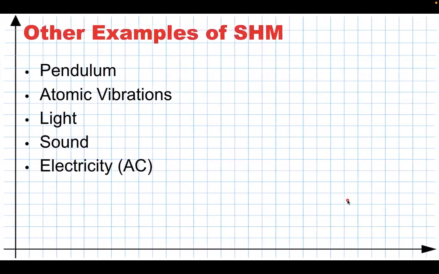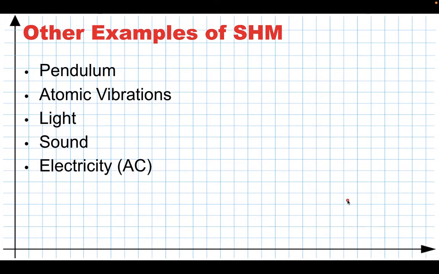All right, so other examples of simple harmonic motion that we're going to look at, atomic vibrations are a good example. And you've probably covered that in chemistry a little bit, but light is a good example of simple harmonic motion, and sound is too, and we're actually going to study sound in this unit.